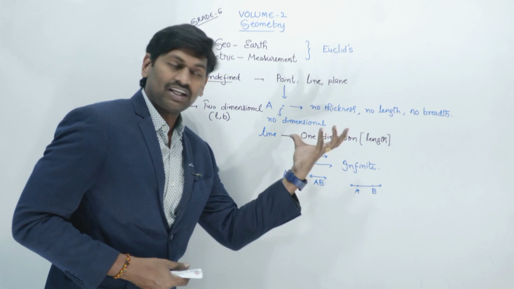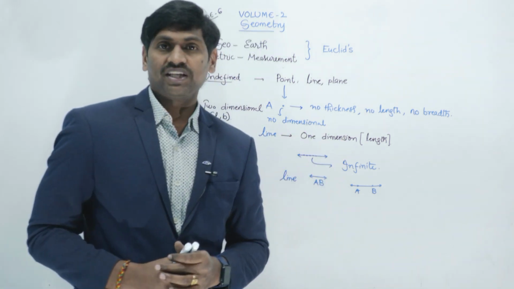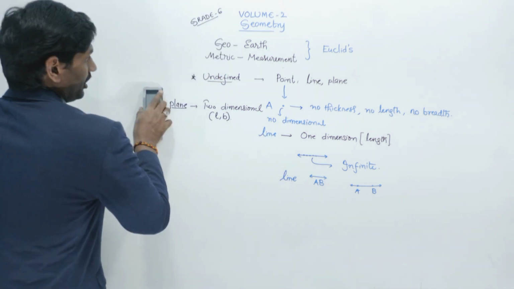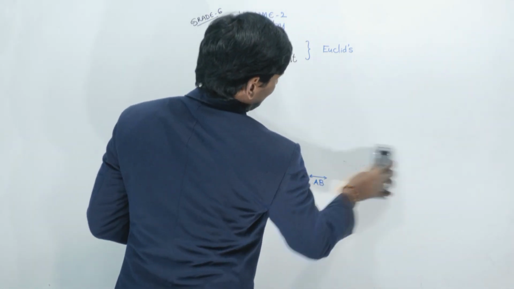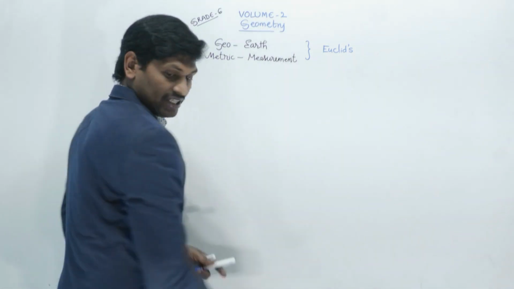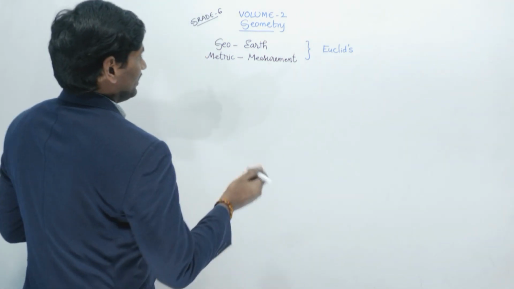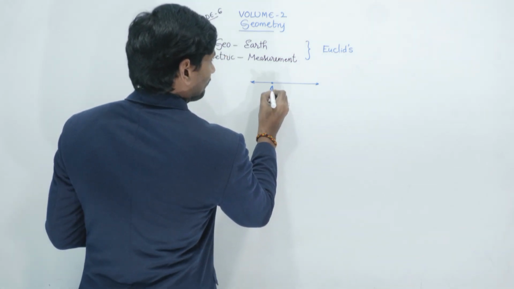When we discussed the line, I told you that there is no end point for lines. But if you take any one part, a small piece from the line, we can consider it a line segment. So simply, a line segment is nothing but a part of a line.